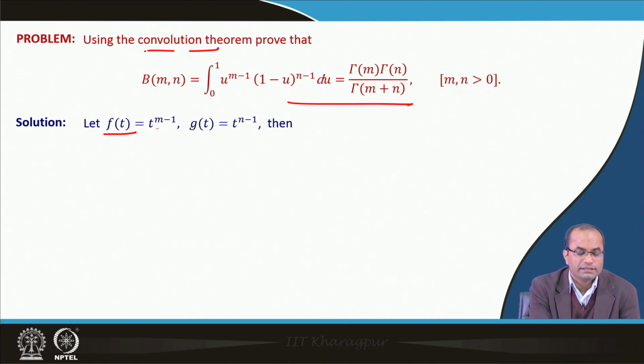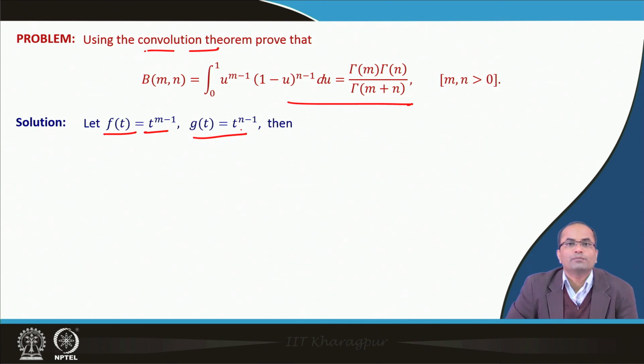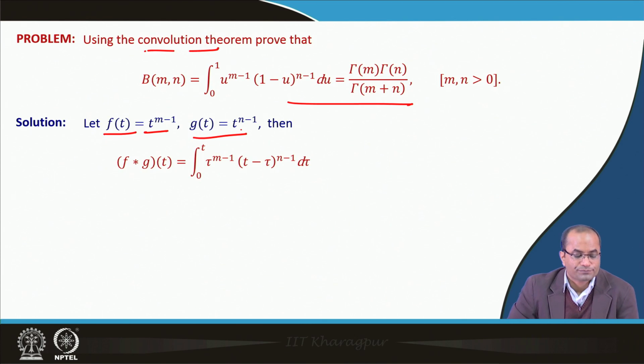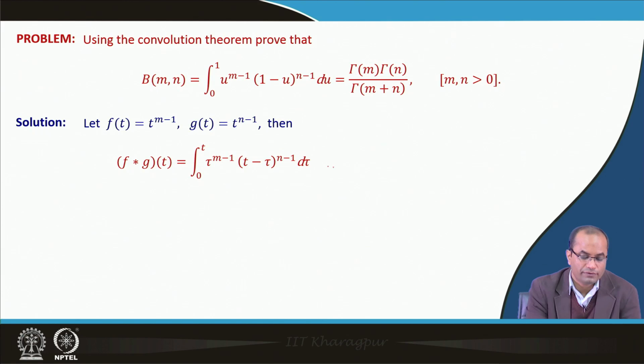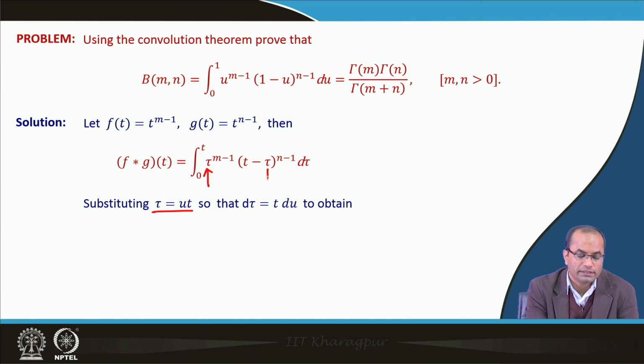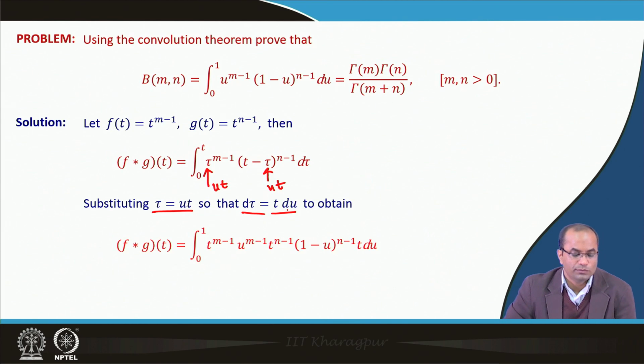So, we assume f(t) is equal to t power m minus 1 and g(t) we take as t power n minus 1. We define these two functions and then consider their convolution product. So, from 0 to t, we have tau power m minus 1 times (t minus tau) power n minus 1 d tau. This convolution is defined in this way, and then we substitute tau is equal to u t. So, tau is u t, and d tau will be t times du. Our limits will change: when tau is 0 we have u is 0, and when tau is t, u will be 1.